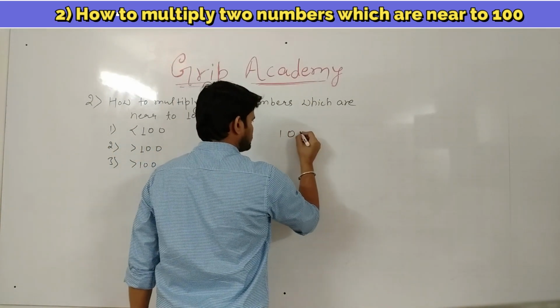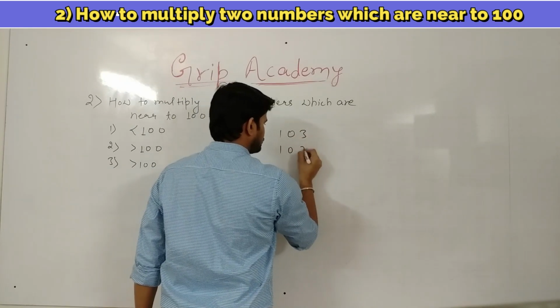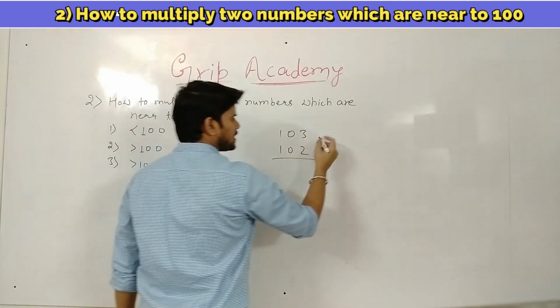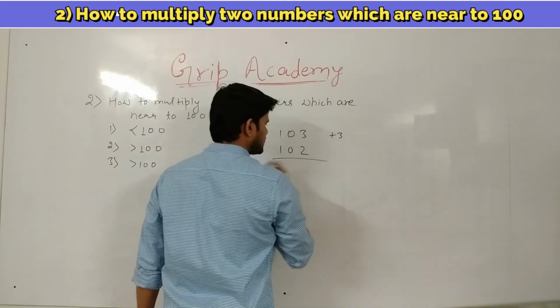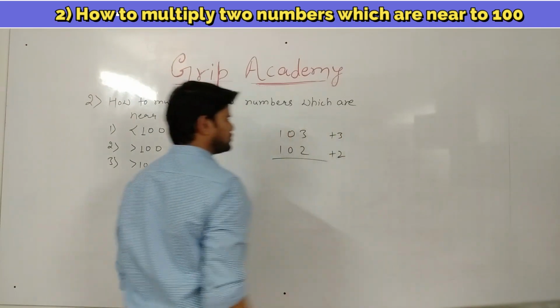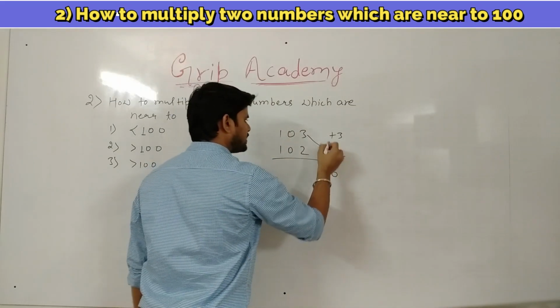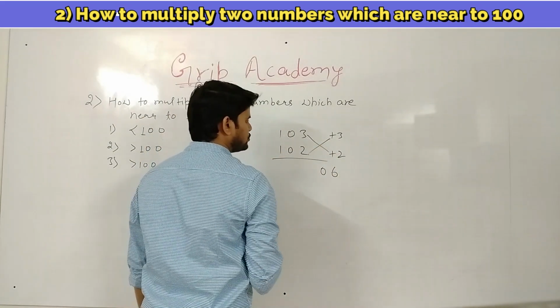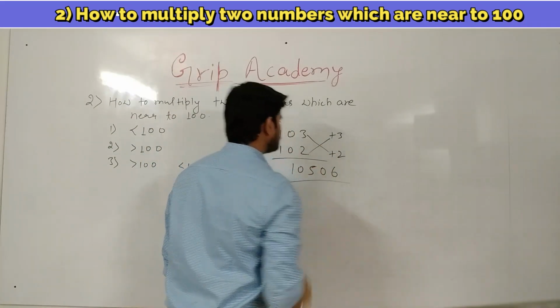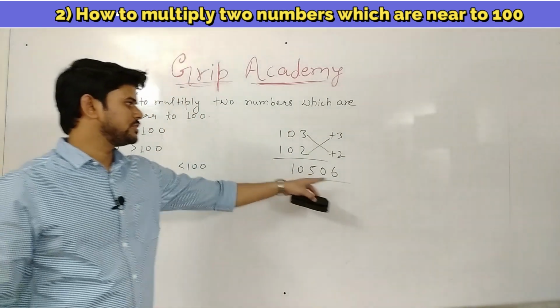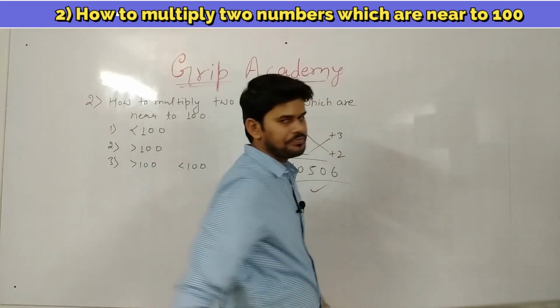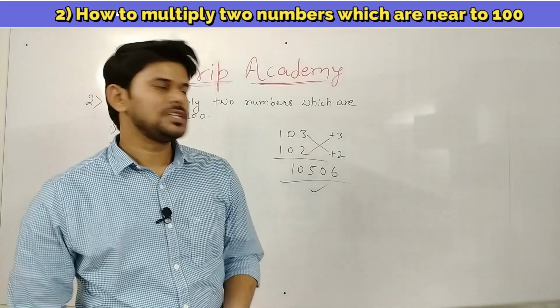Okay, take one more example. Consider we have to multiply 103 into 102. So how much is it greater than 100? Plus 3. How much is it greater than 100? So we'll write it as plus 2. Now 3 into 2 is how much? 6. So we'll write it as 06. Now add this or add this. So 103 plus 2 is how much? 105. So 103 into 102 is how much? 10506.